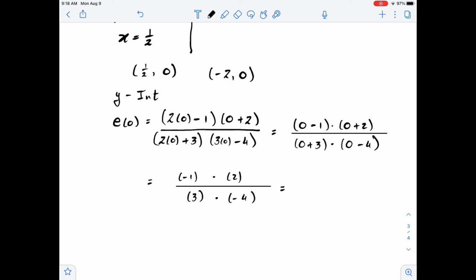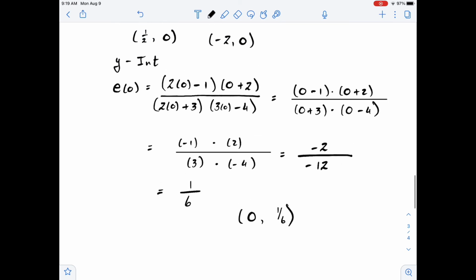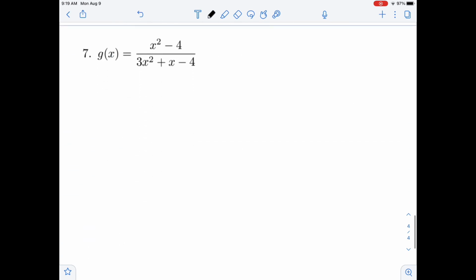That is -4. My numerator then is -1 times 2. That's -2. 3 times -4 is -12. I have a negative above and below. Those will cancel. I have 2 over 12. That's the same as 1 over 6. And so that is my y-intercept as an ordered pair. That is 0, 1/6. That is your y-intercept. All right, that's that problem completed.